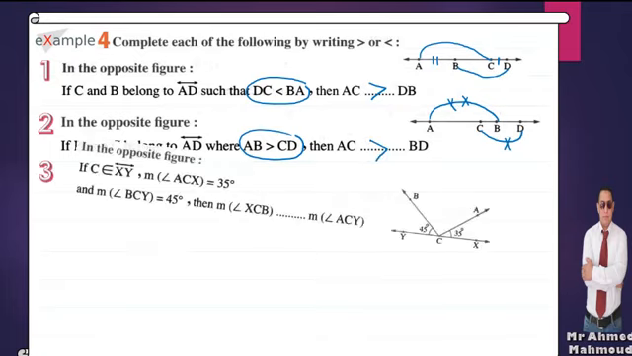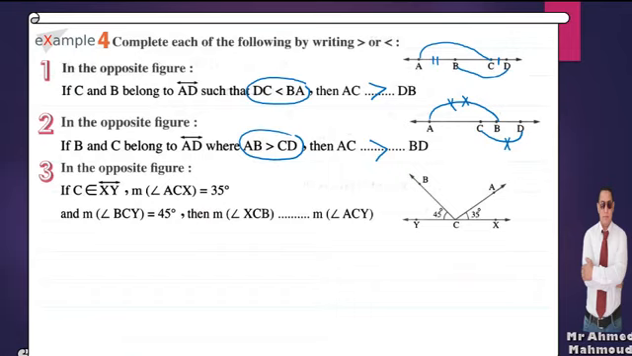Number three. In the opposite figure, measure of angle ACX equals 35 and BCY equal 45. Okay, this is a straight angle. Then this one, 180 minus 35 plus 45 equals 100. Okay, then angle XCB, which is equal 135. And the angle ACY, which is equal 145. This one, of course, is smaller.